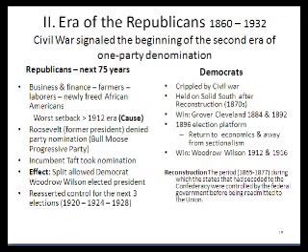The next era is the era of the Republicans, 1860 to 1932. The Civil War signaled the beginning of the second era of one-party domination. For nearly 75 years, the Republicans dominated the national scene. They were supported by business and financial interests and by farmers, laborers, and newly freed African Americans.